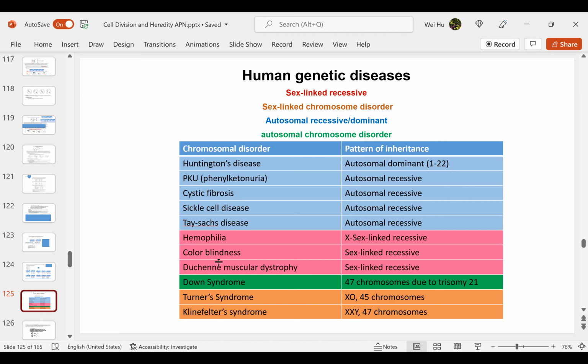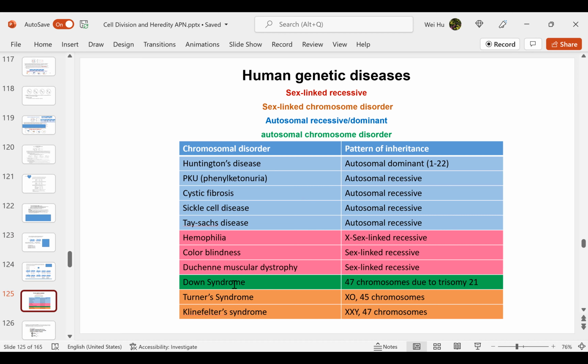We already discussed sex-linked chromosome diseases. The most common one we talked about is X-linked recessive, for example hemophilia, colorblindness where you cannot distinguish red and green, and muscular dystrophy. Now the autosomal cases are those where the chromosome number is normal.